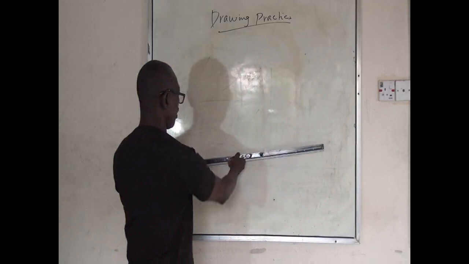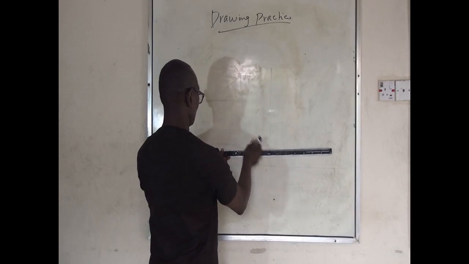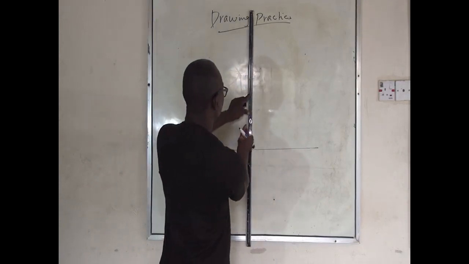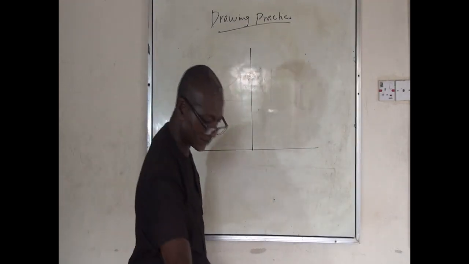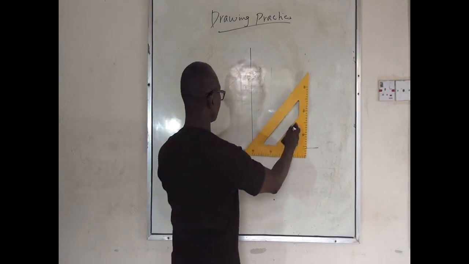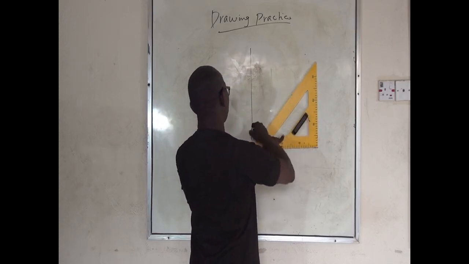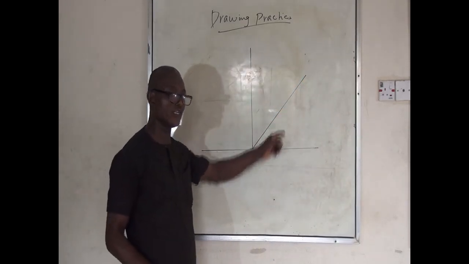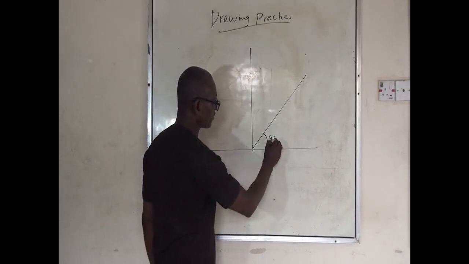You also draw your horizontal line, and you also draw your vertical line. Now you use the 45 degree set square, and you make your inclined line or receding line. And here, this angle will be 45 degrees.